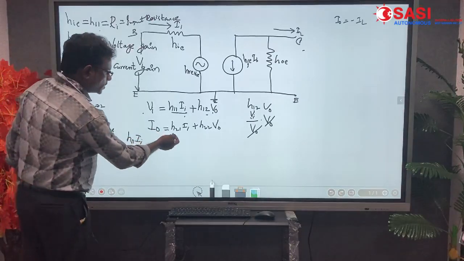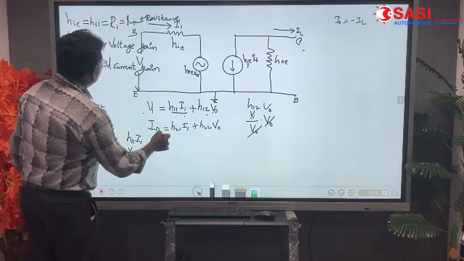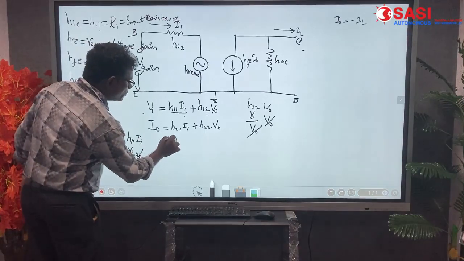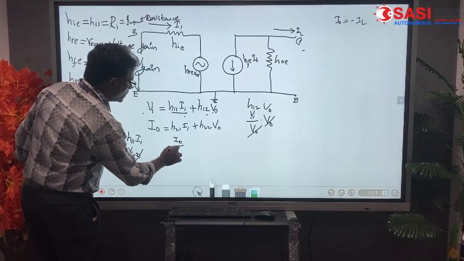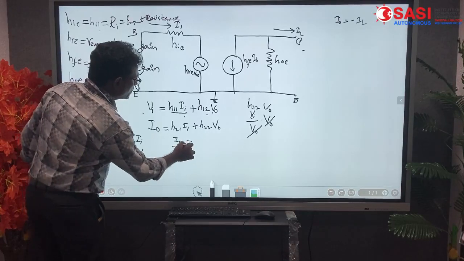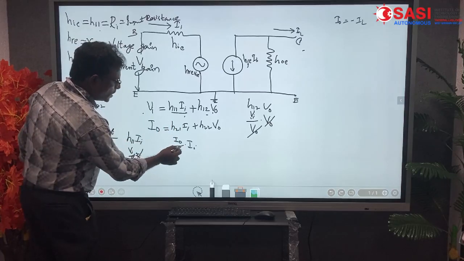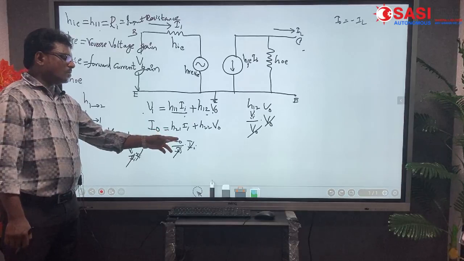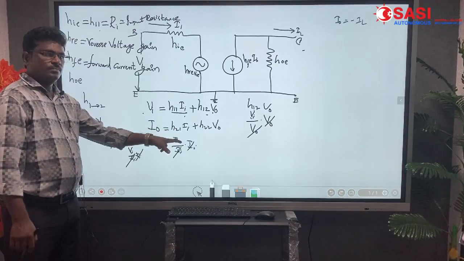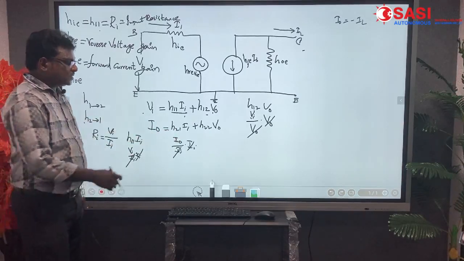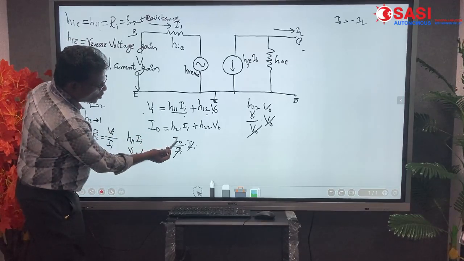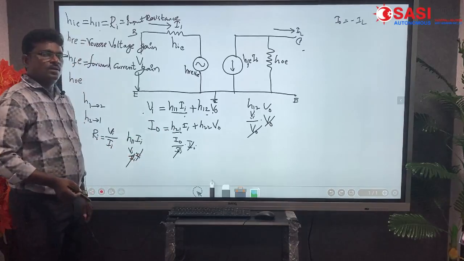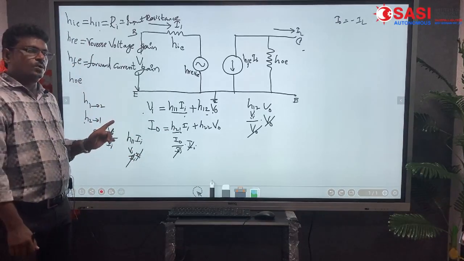So here we can check H21 Ii. H21 means forward current gain. Forward current gain means I naught by Ii into Ii. So Ii cancels, and here remains I naught equal to I naught. So this is the transfer from input port to output port, so it is named H21. Transfer from first port to second port.